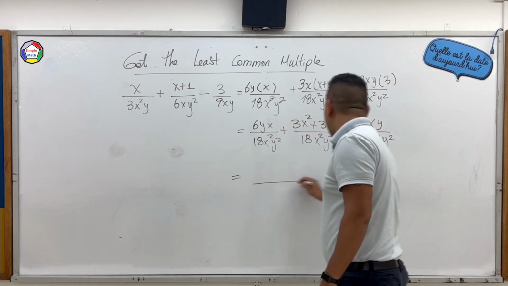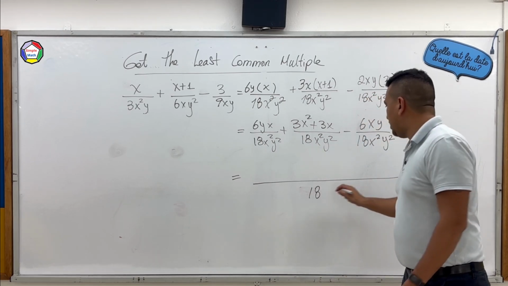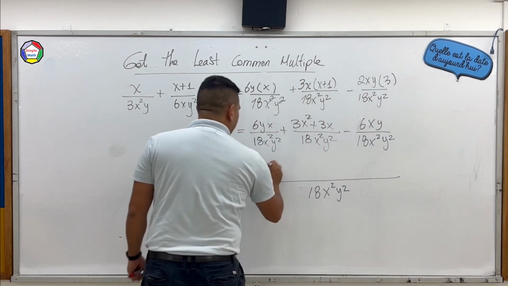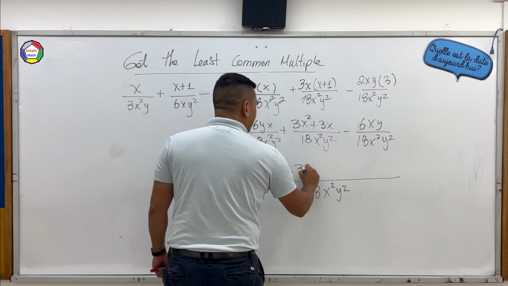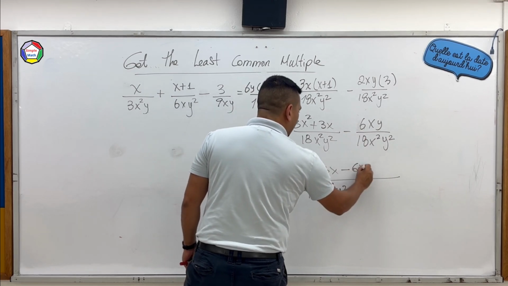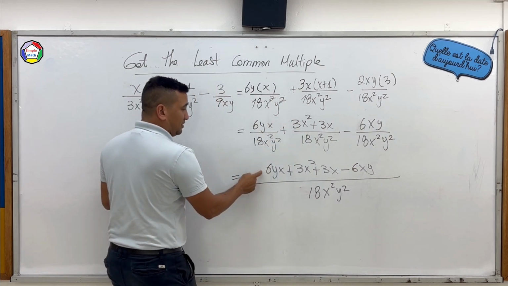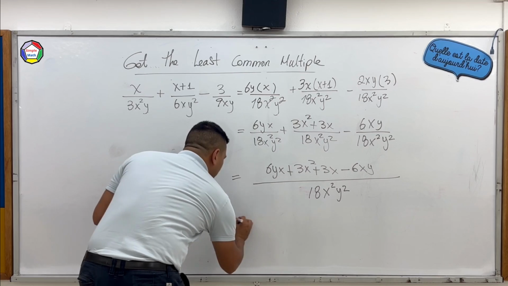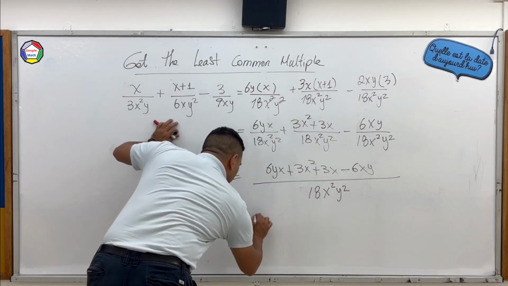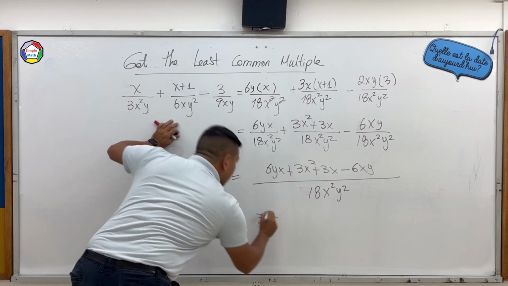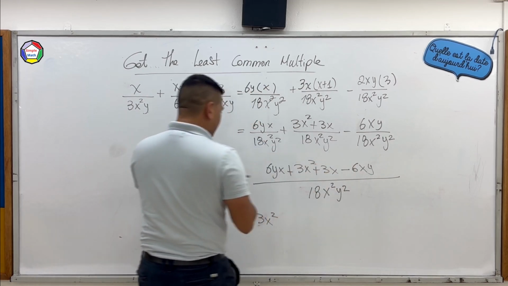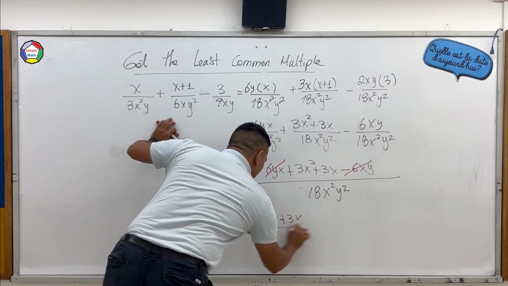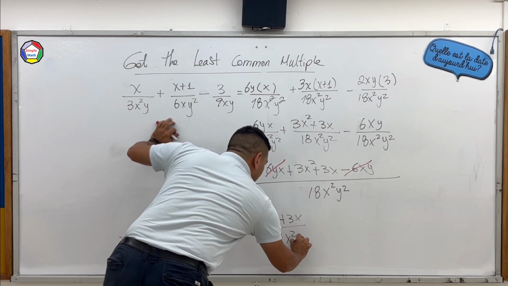So I'm going to write a long line with the least common denominator, 18x squared y squared, and then I will join everything up: 6yx plus 3x squared plus 3x minus 6xy. Now I'm going to combine like terms. So this one and this one are like terms, 6yx minus 6yx, I can cancel that. So I have 3x squared plus 3x over 18x squared y squared.